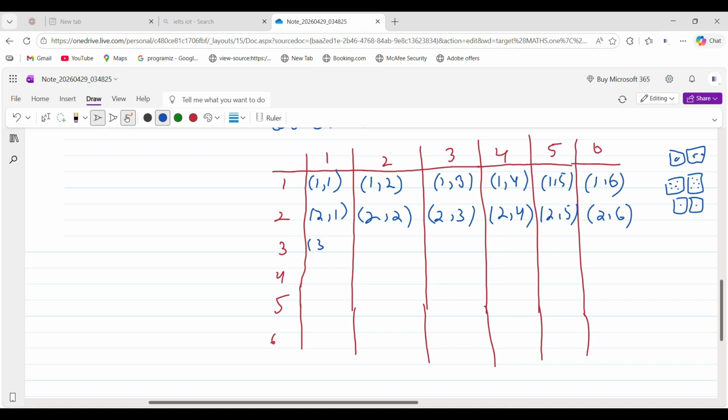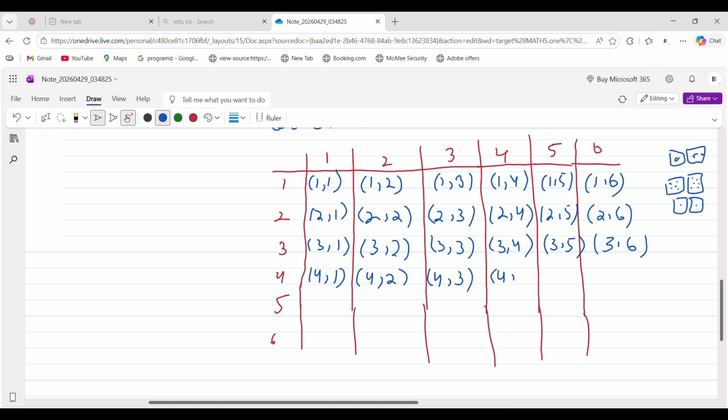Now 3 can come along with 1, 3 on the first die, 2 on the second die, 3 on the first die, 3 on the second die, 3 on the first die, 4 on the second die, and 3 can come with 5, 3 can come with 6 as well. 4 can come on first and 1 can come on second, 4 on first, 2 on second, 4 on first, 3 on second, 4 on first, 4 on second. 4 can come with 5 as well, and 4 can come along with 6 as well.